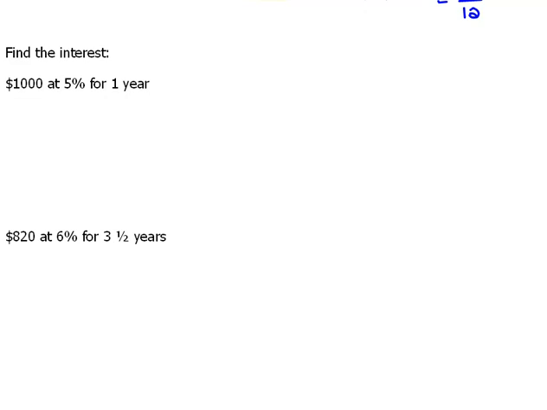Okay, so here we go. Let's work some of these interest problems. This says find the interest if we have $1,000 at 5% interest for 1 year. Well, remember our formula said that interest equals principal times rate times time.